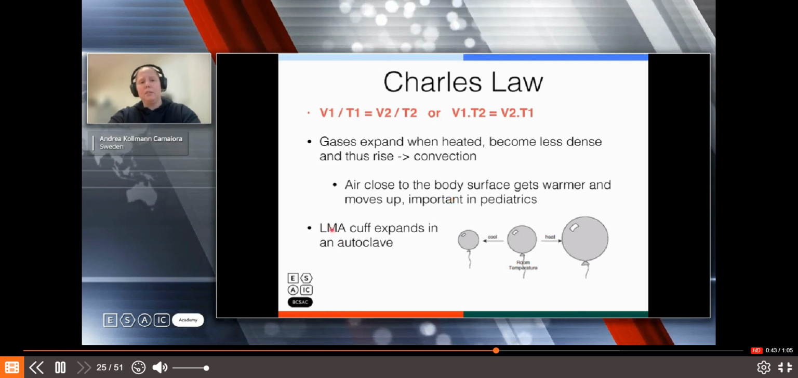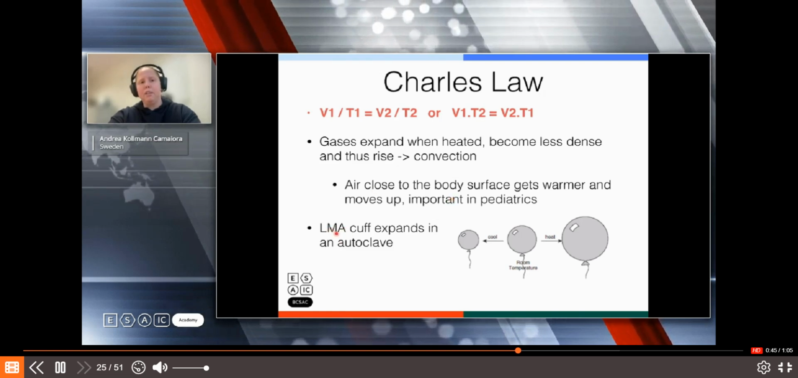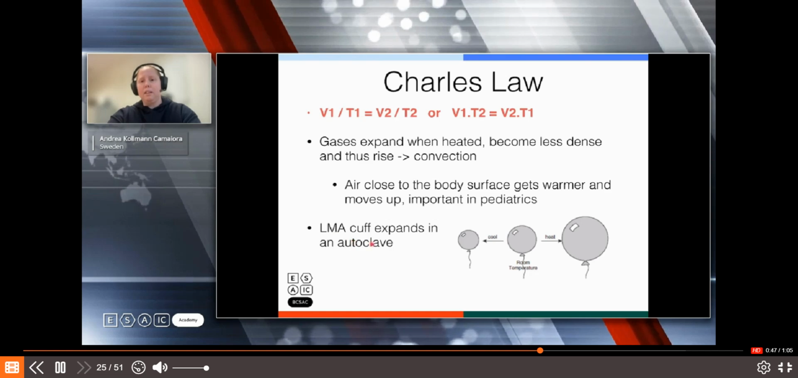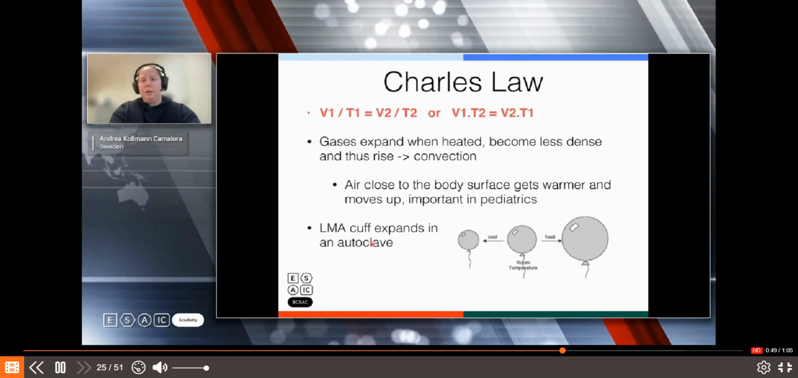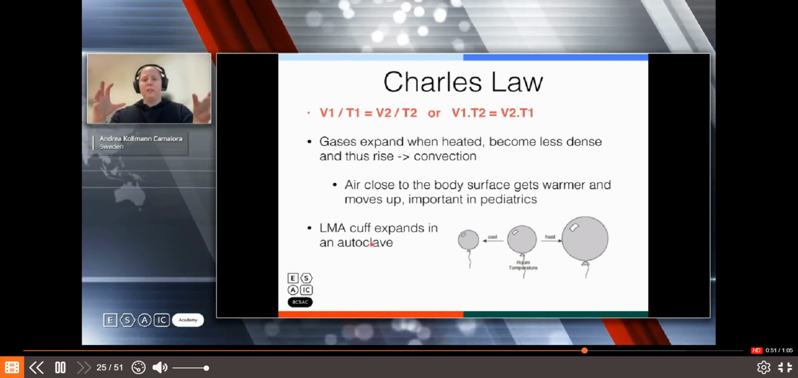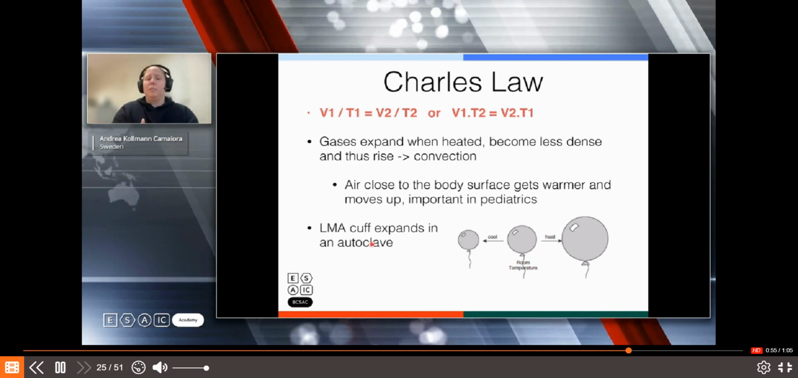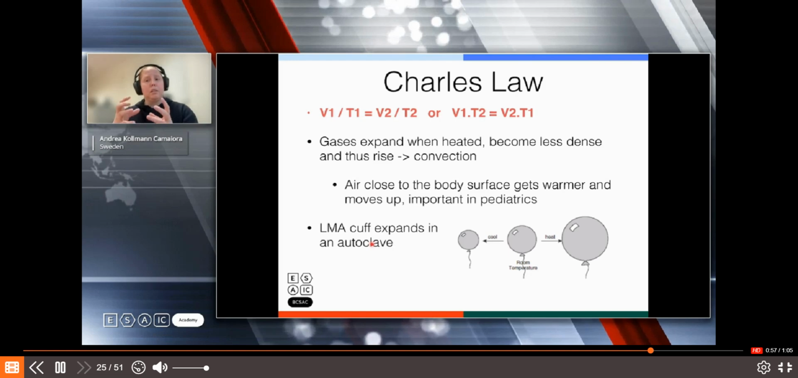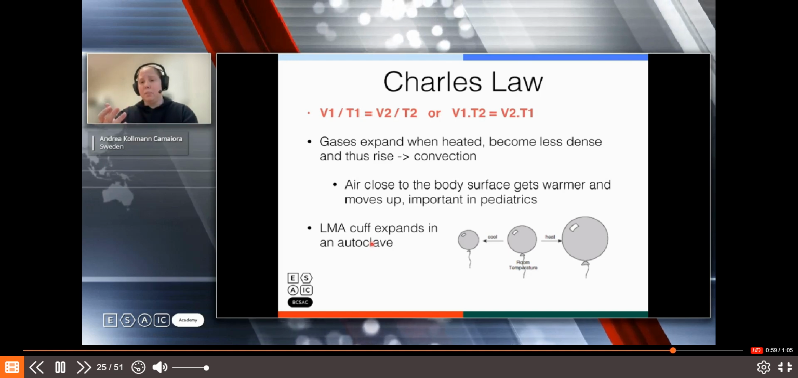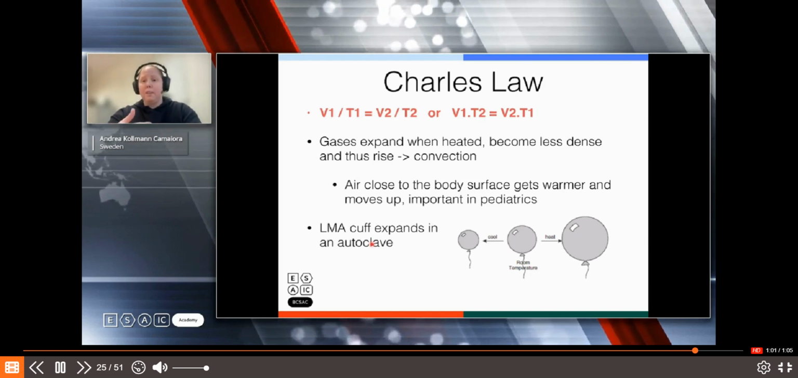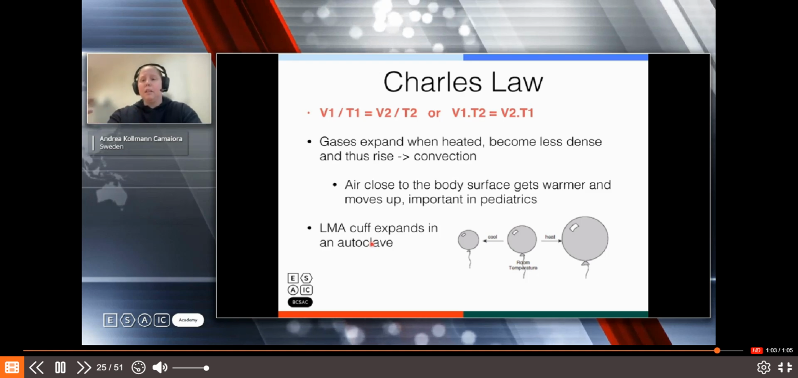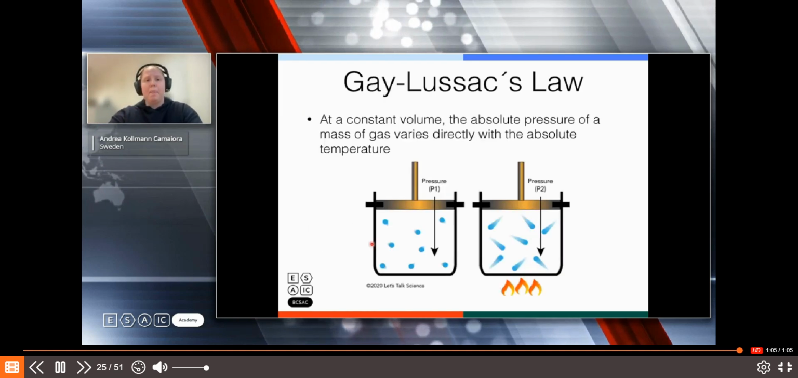Moving on, if we put a laryngeal mask in the autoclave, the heat hits the laryngeal mask and the cuff expands and expands, and then it can explode. There are certain kinds of laryngeal masks that you can put in the autoclave because they are made of a more resistant material that won't explode, but there are some that you cannot put.